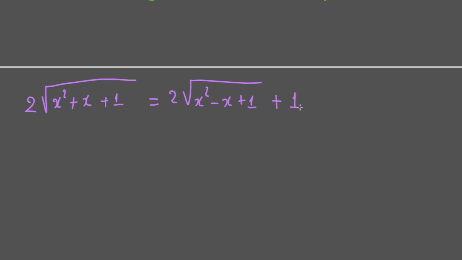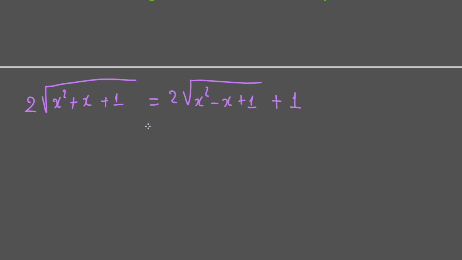First of all, you have to rewrite the equation: 2 multiplied by the square root of x squared plus x plus 1 equals 2 times the square root of x squared minus x plus 1, plus 1.